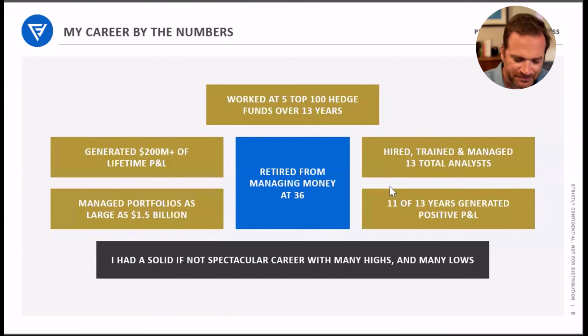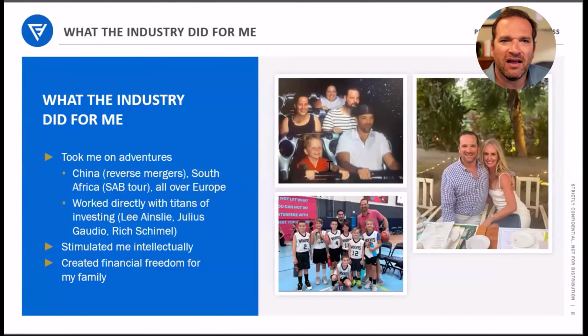My career pushed me there almost involuntarily, after having worked at five funds, generating some real meaningful lifetime P&L, managing billion-dollar plus portfolios, hiring, training, managing a dozen analysts, and made money 11 out of 13 years. I had a solid, if not spectacular career, many highs, many lows, and permanently retired, or I guess permanently, for now, permanently retired from managing money at 36.